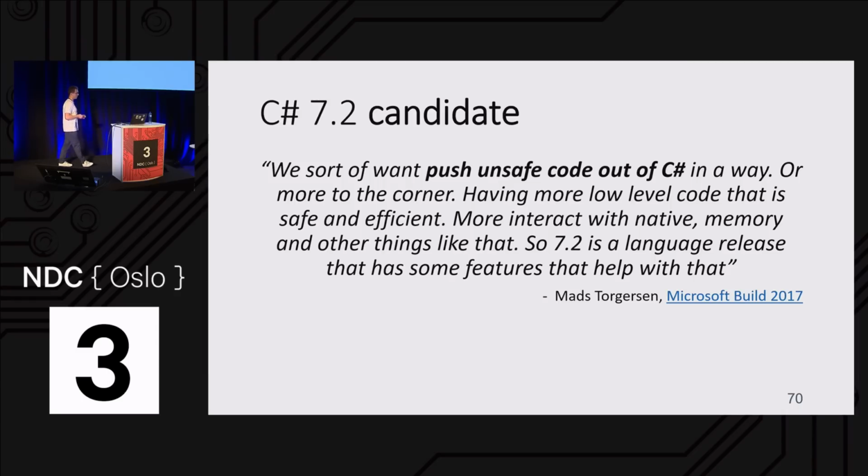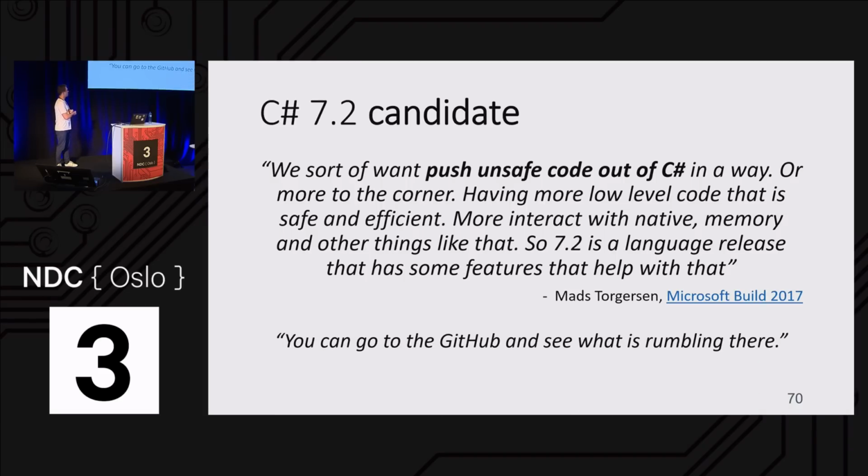Recently I've been watching Microsoft Build, and the PM of C# said something like this during his talk: we sort of want to push unsafe code out of C#, more to the corner, having more low-level code that is safe and efficient. At this moment, I smiled. And then he said something like this: you can go to GitHub and see what is brewing there.